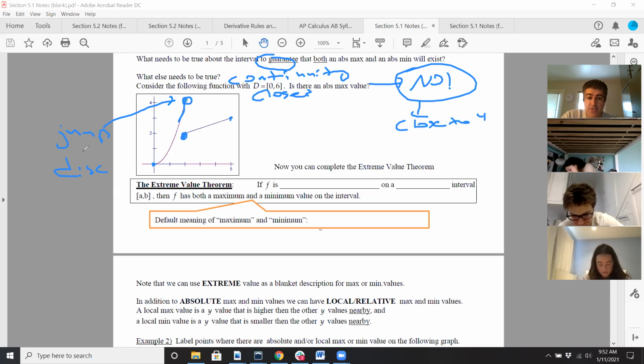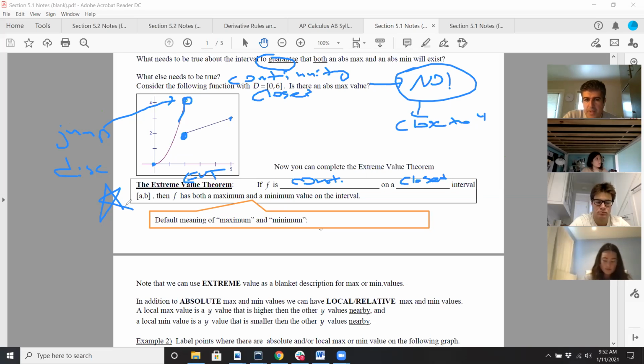So this is part of the extreme value theorem. Very important, putting a star here. I believe this is EVT, just so you know. So we'll just say EVT for short. If f is continuous on a closed interval from a to b, we just kind of arbitrarily call the endpoints a and b, brackets are closed, then f has a maximum and a minimum on that interval. And when you say a maximum or minimum, the default meaning is it means it's absolute.